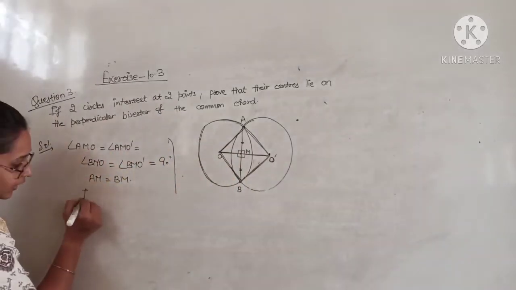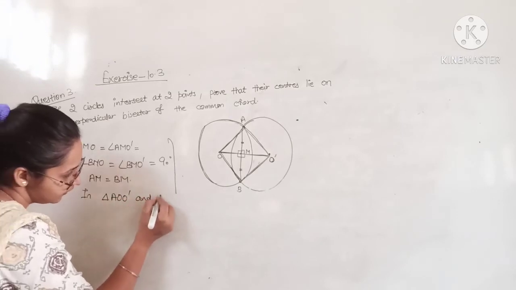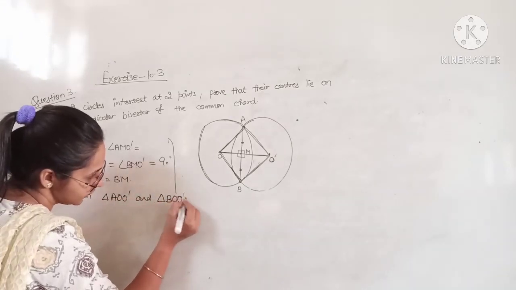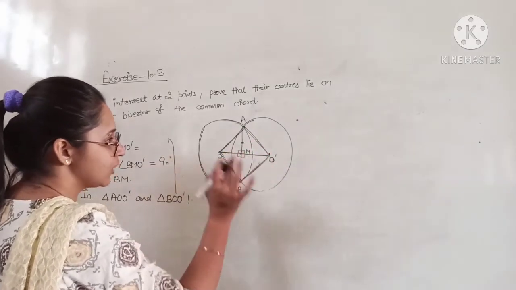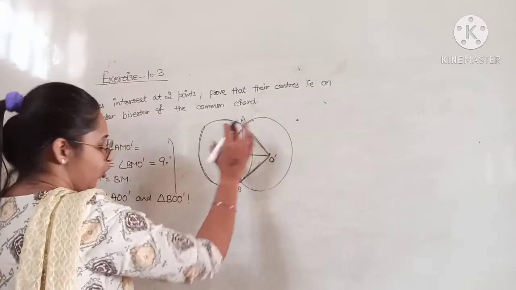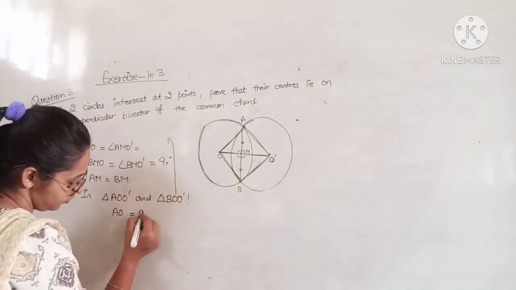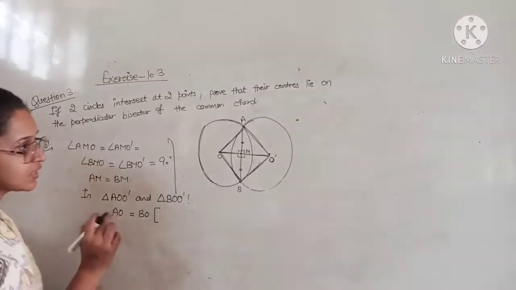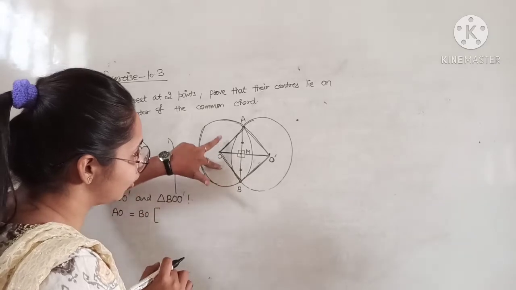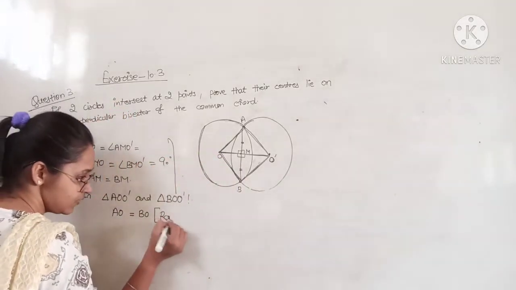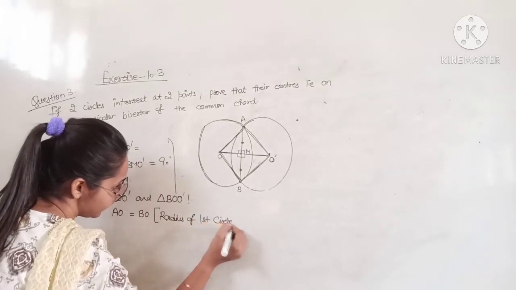Let us take the first triangle as the upper triangle and the second as the lower triangle. So in triangle AOO dash and triangle BOO dash, I am taking two triangles, the upper AOO dash and BOO dash. What is given? AO is equal to BO. The reason is AO is a side of the upper triangle and BO is a side of the lower triangle, and both are radii of the first circle. So you can say both are equal because they are radii of the first circle only.